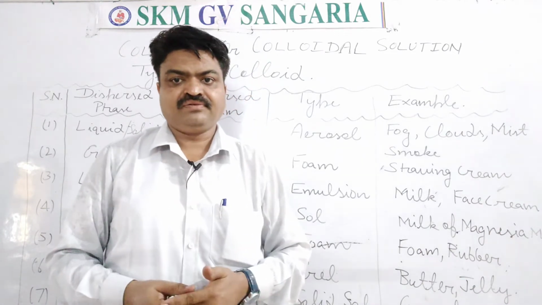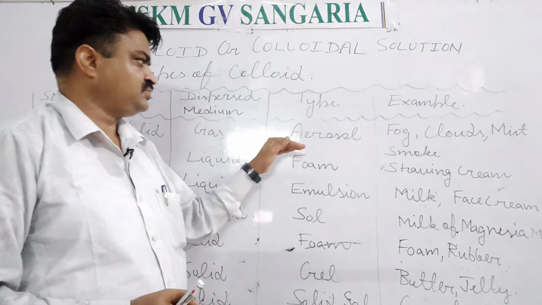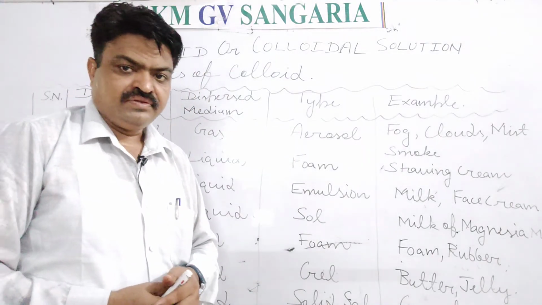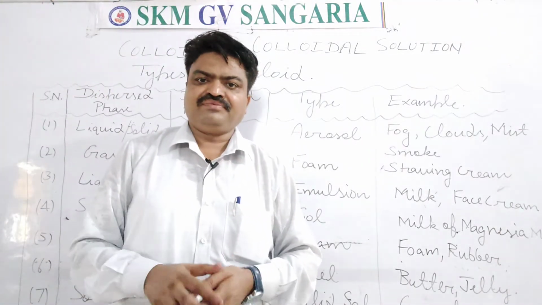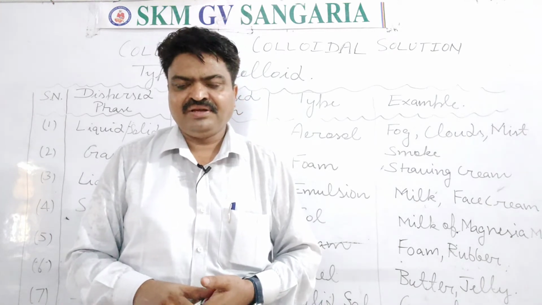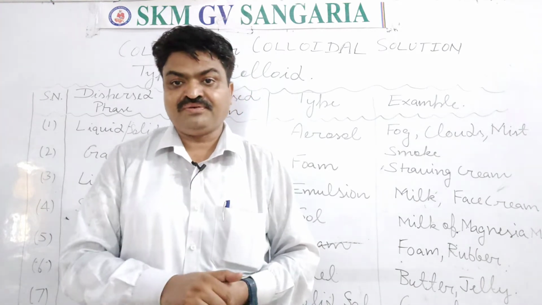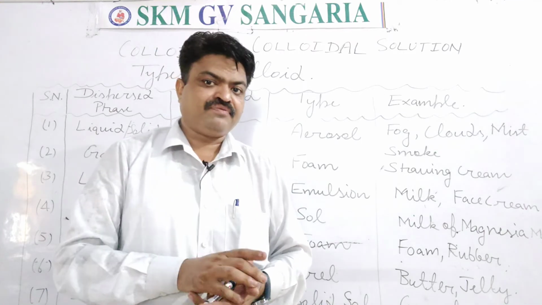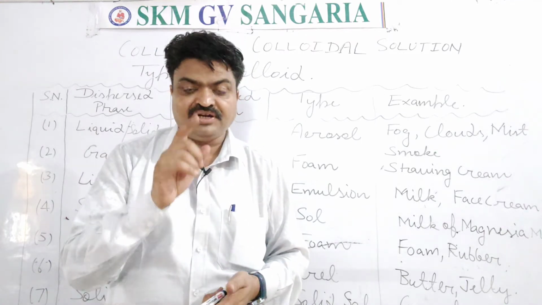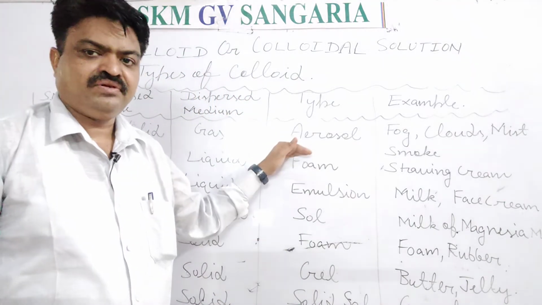Like the first colloid, that is aerosol. You use this aerosol in your daily life in the form of deos or perfumes. Deos and perfumes are examples of which colloid, student? It is aerosol.